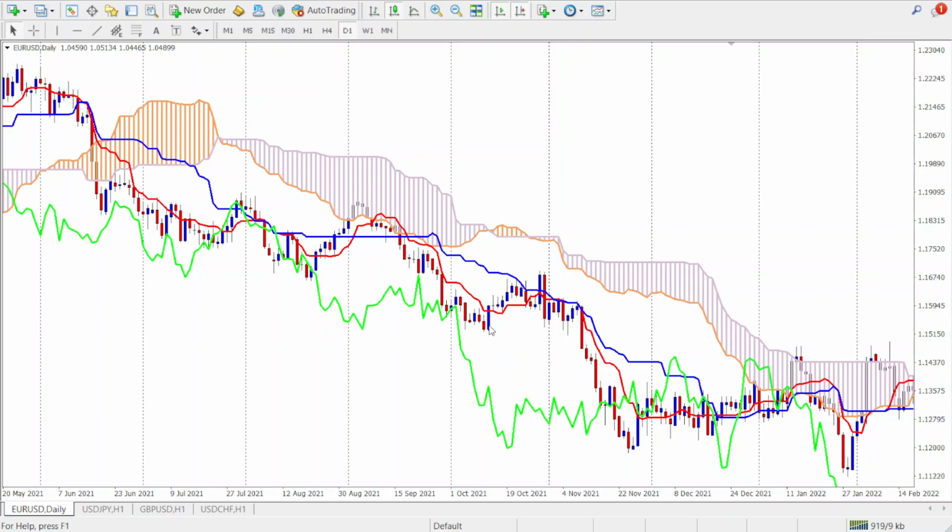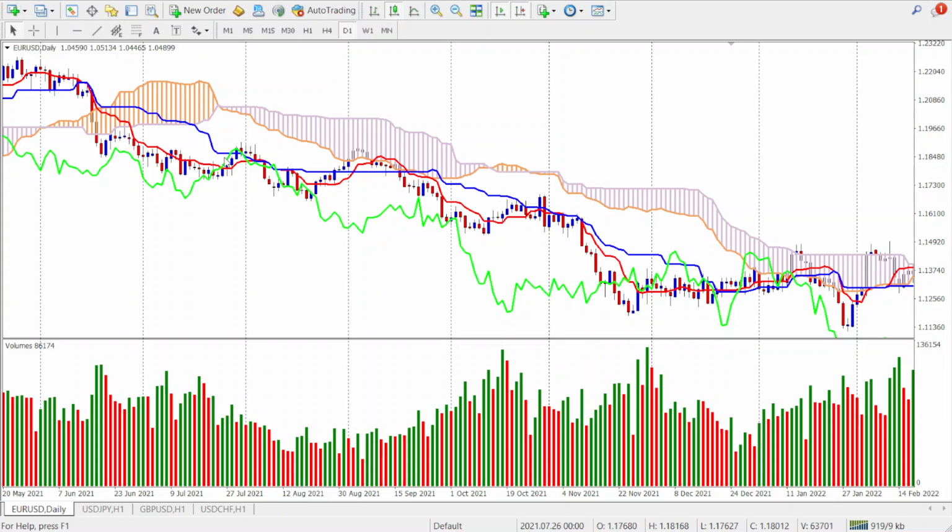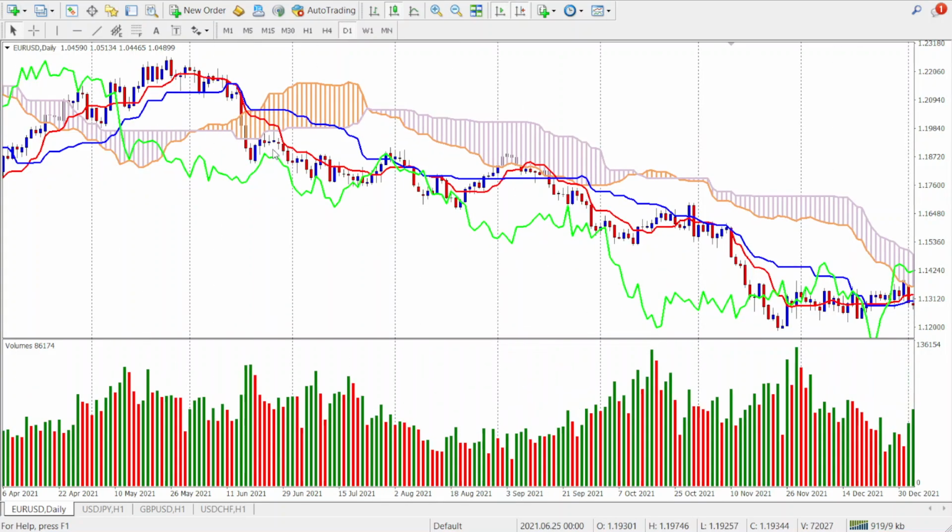I'm just going to add the volumes indicator, right? If price breaks out but volume is low, it might be a trap. So watch out for increases in volume whenever there is a breakout. Always check volume confirmation. There should be an increase in volume when you have a breakout, okay?